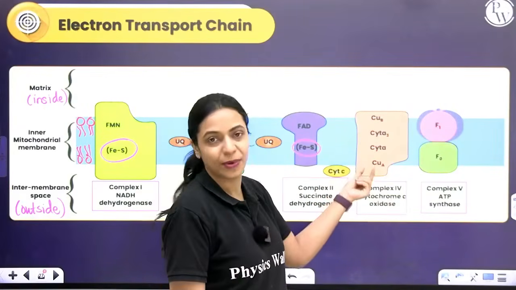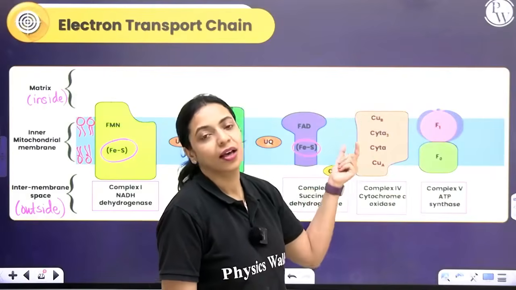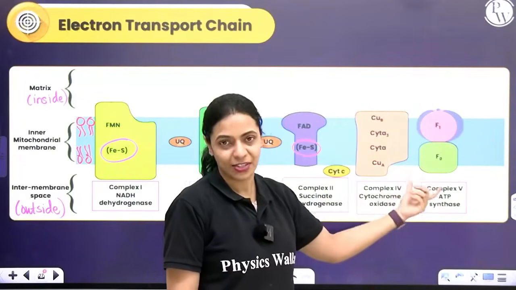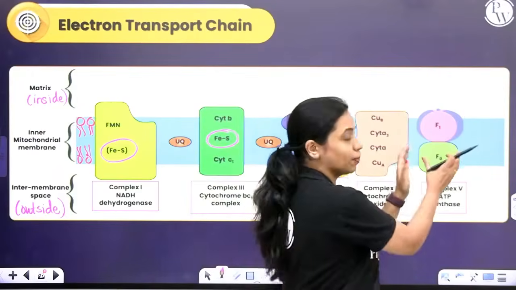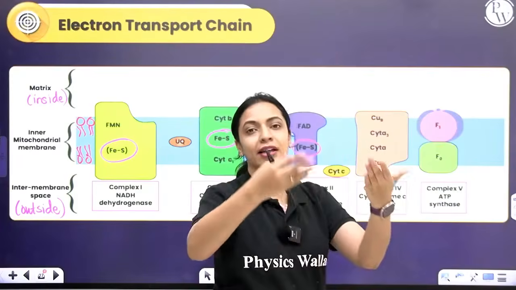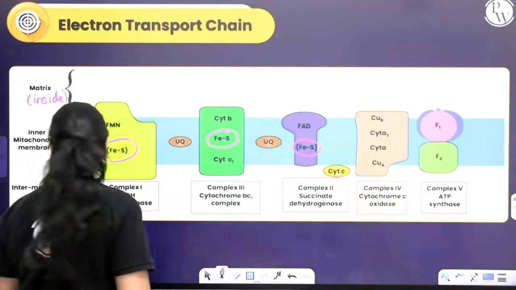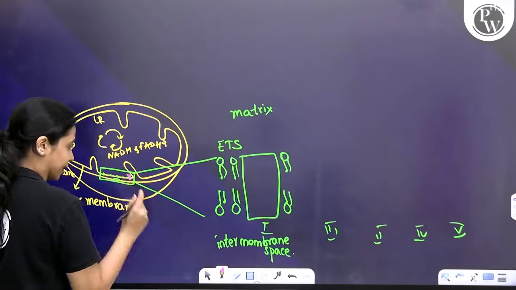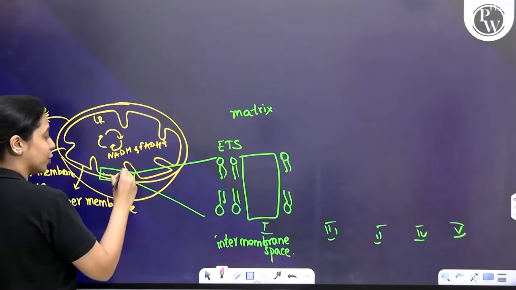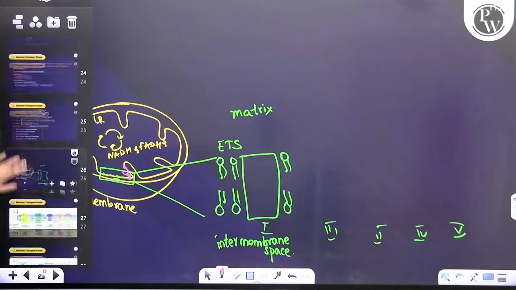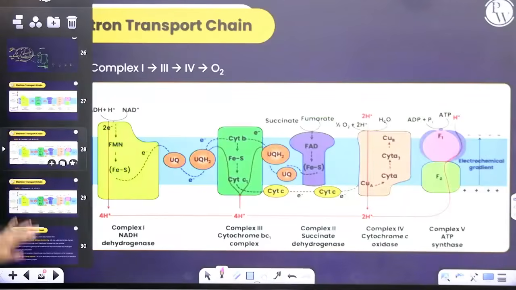So you have copper center A, copper center B, cytochrome a, cytochrome a3, and complex 5 contains an F0 particle present within the membrane with a head, F1 particle, that is projecting towards the mitochondrial matrix. So this will have the head towards the matrix, so that whatever ATP gets produced is released into the mitochondrial matrix. Now let's see how electron transport will take place.